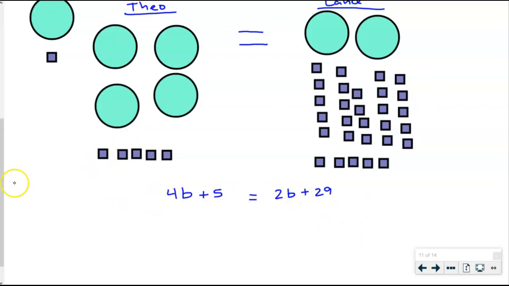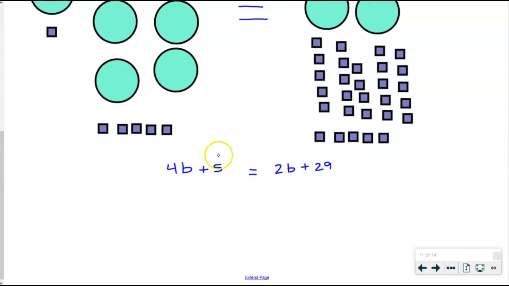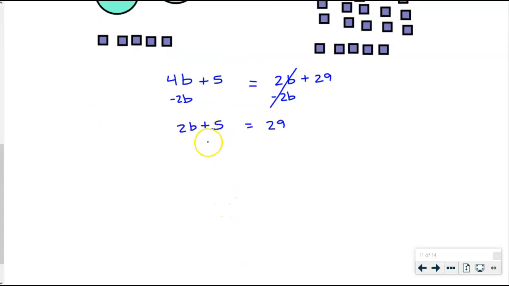How are we going to do this with the equation instead of the model? Well, what did we do? We were like, hey, those 2 bags are the same as his 2 bags. Let's just get rid of them. 4 bags minus 2 bags, that left us with 2 bags of Theo's, plus 5 loose chocolates, which is somehow equal to 29 loose chocolates. And we're like, wait a second, they both have 5 loose chocolates. Let's get rid of those 5 loose chocolates. And now we have 2 bags is equal to 24 loose chocolates. Oh no, what are we going to do now? Oh, we just simply split all of those chocolates into 2, so we know that one bag has 12 chocolates.